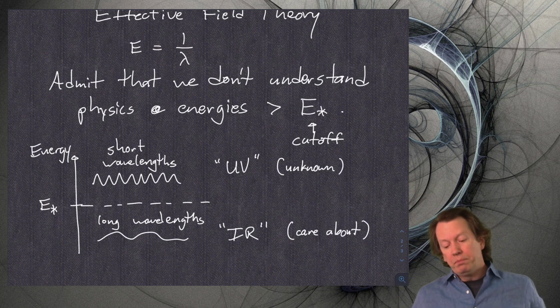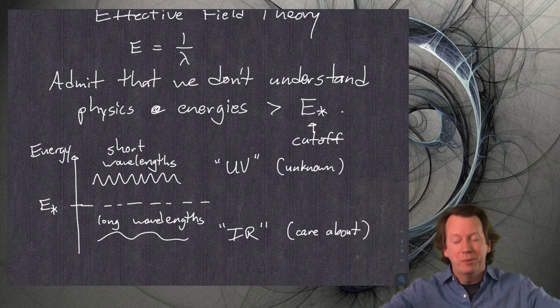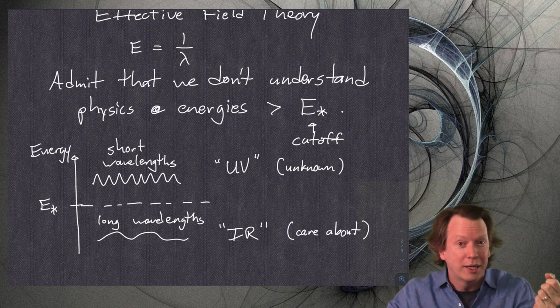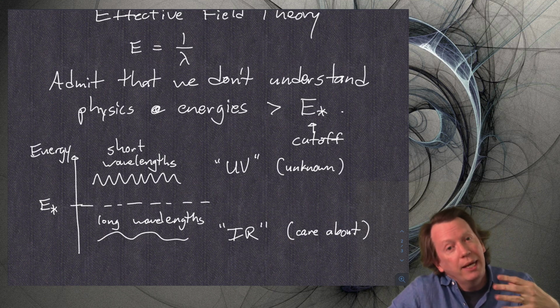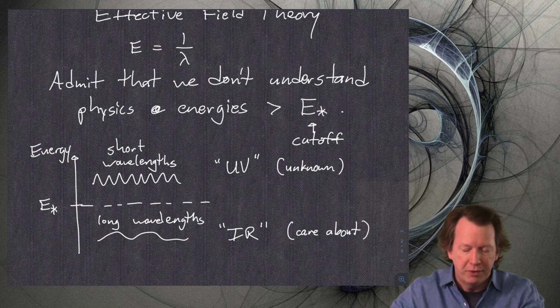Now you might say, well, I would like to invent a theory that describes everything in the universe, up to all wavelengths. You know, bully for you. That is an awesome thing to try to do. That's what string theorists try to do, for example. So in that case, you would not be doing an effective field theory. You'd be doing a full theory of everything.